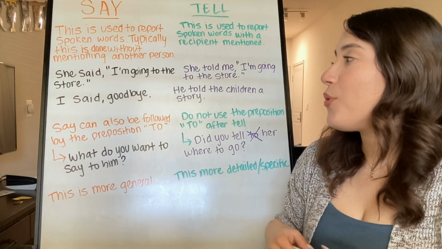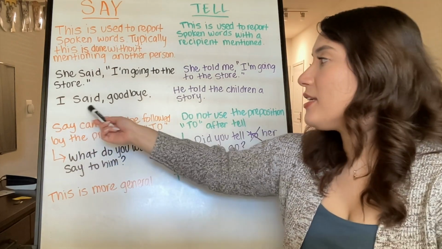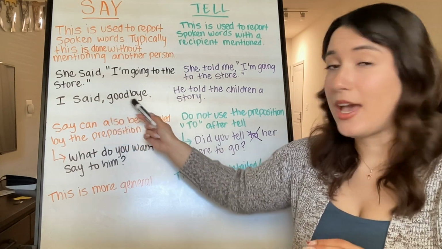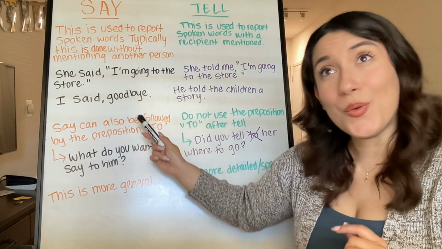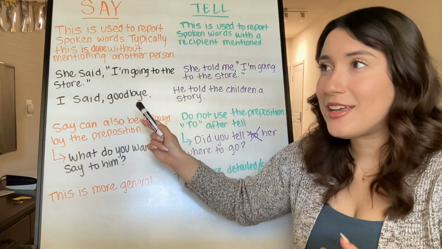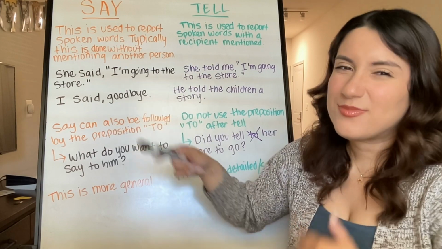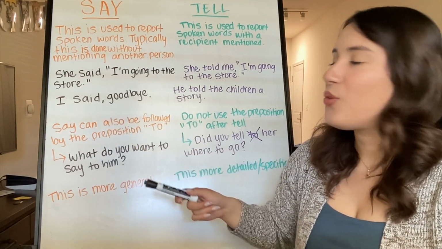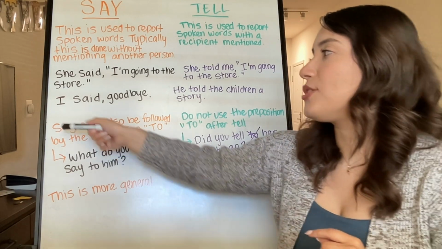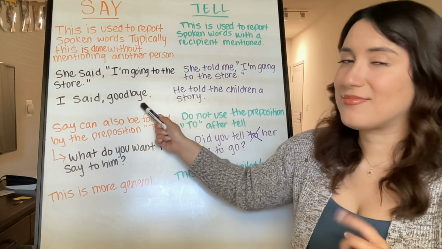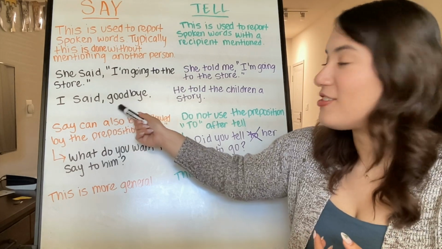Now, another example of say would be, I said goodbye, or I said happy birthday, or I said Happy New Year's, or I said Merry Christmas, and on and on. All right, so here we do have only one person, the subject, which is I, and then we're stating what I said, which in this case is goodbye.